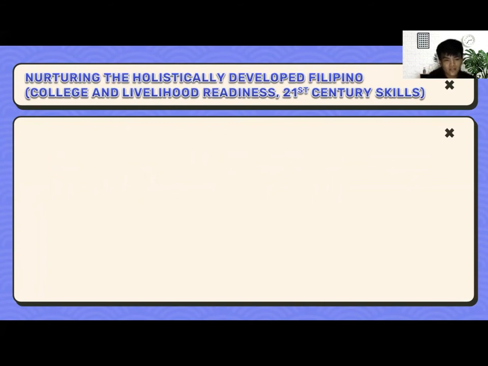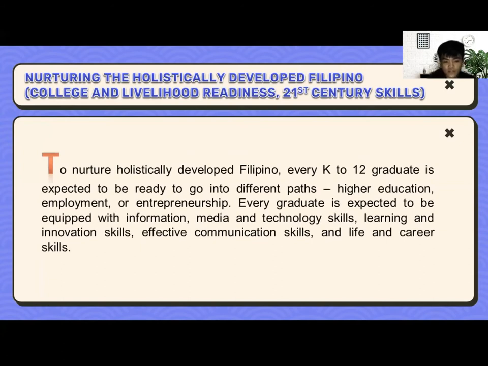holistically developed Filipino, or the college and livelihood readiness, or the 21st century skills. To nurture a holistically developed Filipino, every Filipino graduate is expected to be ready to go into different paths: higher education, employment, or entrepreneurship. Some of the students, after they graduate from the secondary level, go for employment. So K-12 is really a big help to those students who don't plan to go for higher education, because they can assure that they can have a job. So we have higher education for those who want to go to college, employment, and entrepreneurship for those who want to build businesses. Okay. Every graduate is expected to be equipped with information, media, and technological skills, learning and innovation skills, effective communication skills, and life and career skills.